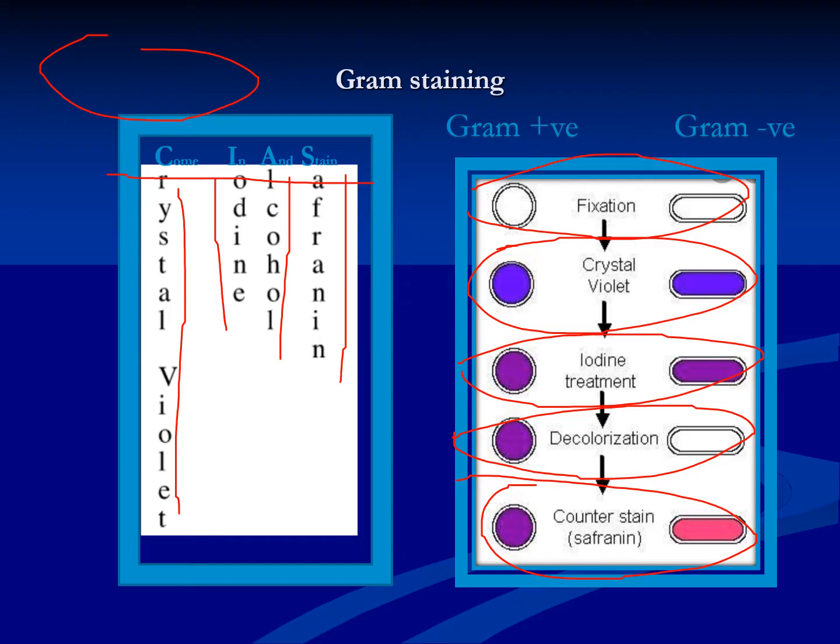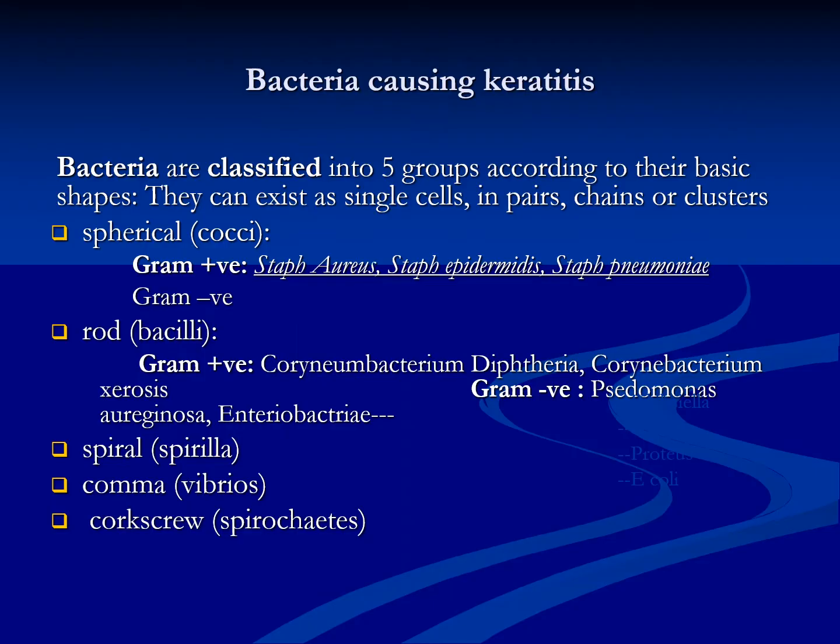If the bacteria take the safranin stain, they are called gram negative, and if they retain the original crystal violet stain, they are called gram positive. So that's how we divide bacteria into gram positive and gram negative.